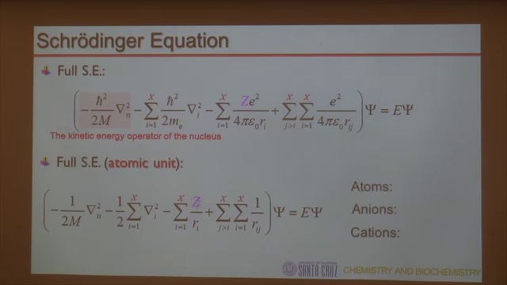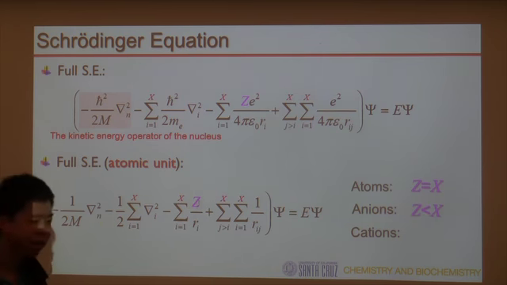And for atoms, can you tell me what's the relationship between Z and X? Z equals X. And for ions, what's the relationship between Z and X? For anions, in general, Z is less than X. X minus the charge is equal to Z. Well, we just find the inequality, not the equation. In general, Z is less than X for anions.